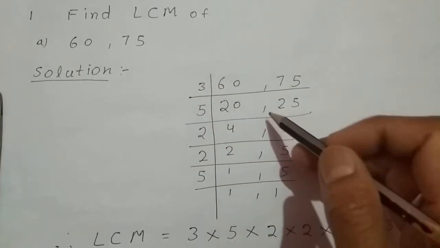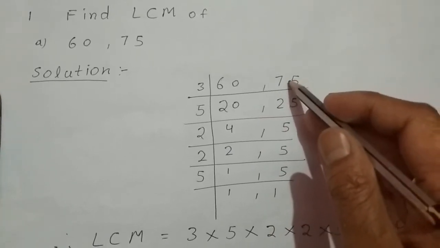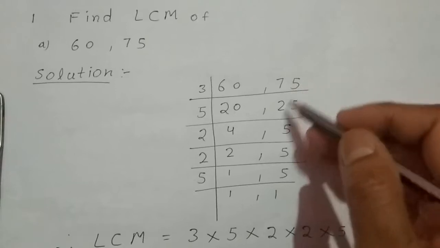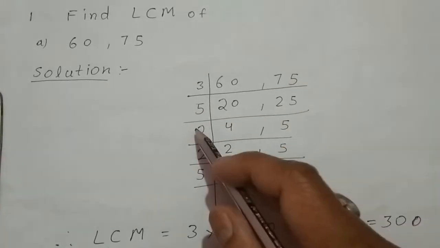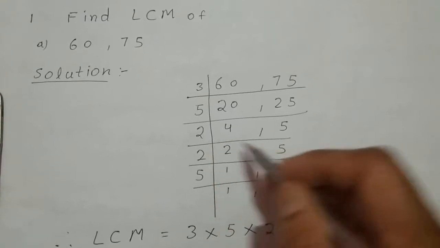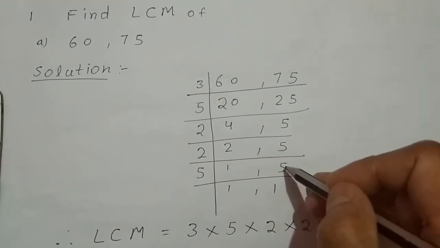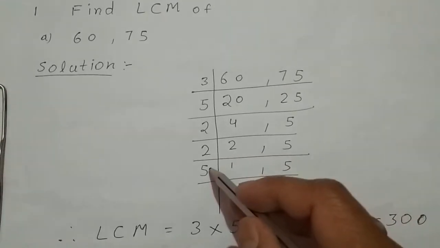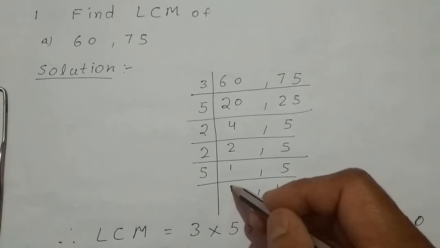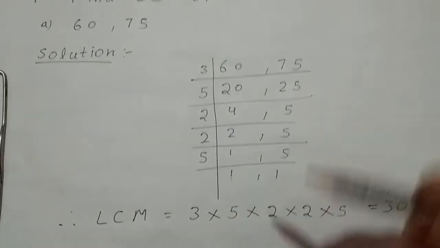3 into 20 is 60, 3 into 25 is 75. 5 into 4 is 20, 5 into 5 is 25. 2 into 2 is 4, 2 into 1 is 2. 5 is not divisible, so we will write it as it is. Now 5, here we have 1, 5, 1, 5. Now what do we do?